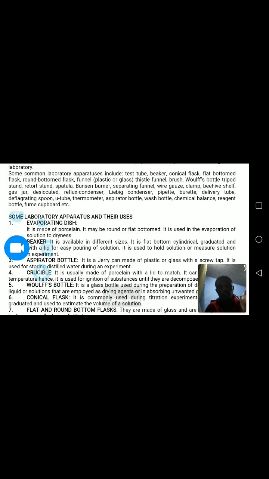We'll move further. If you go to some secondary schools, you will definitely see some of these apparatus live and direct. So let us carry on. Let us explain each apparatus one after the other.